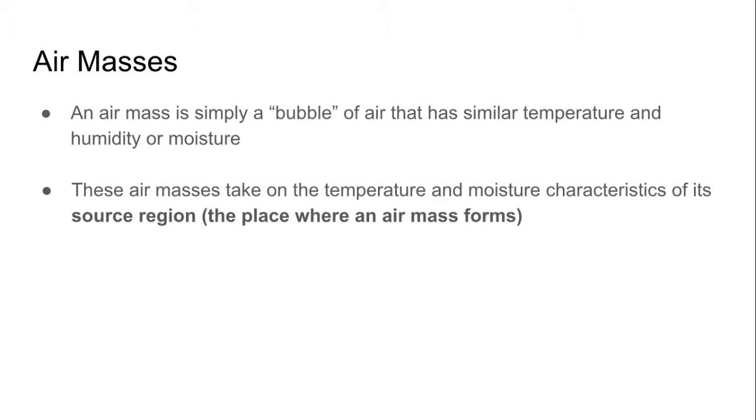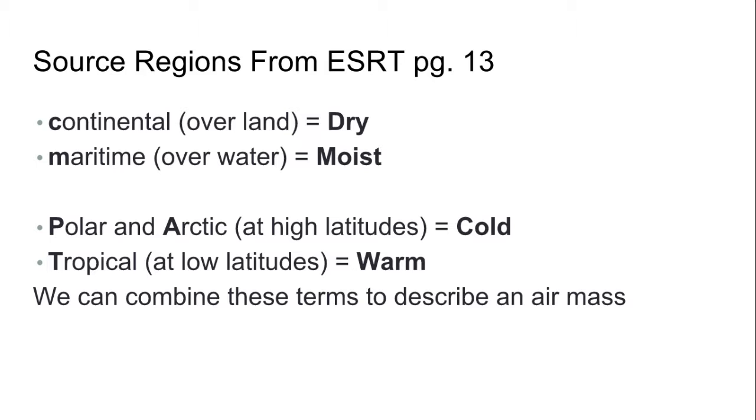An air mass is just simply a bubble of air that has similar temperature and humidity or moisture. And these characteristics are taken on by where this air is born, so to speak, or where it comes from. And where it comes from is called the source region. So there's a few different source regions. On page 13 of your Earth Science reference table, you can find all the symbols for the different source regions.